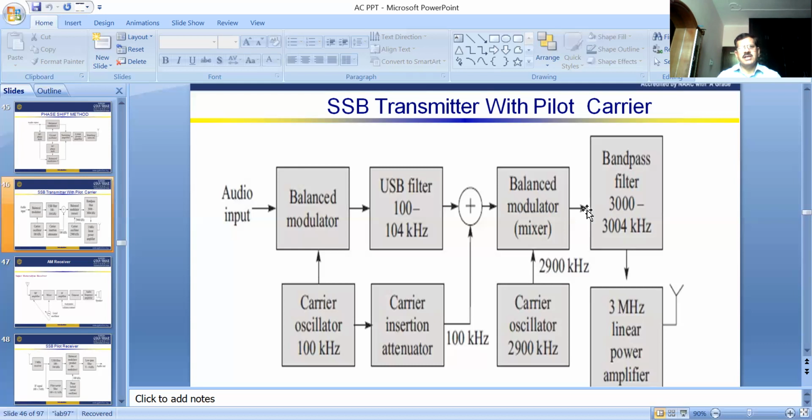So this is the single sideband transmitter with pilot carrier. Here we use the pilot carrier, which has a frequency of 100 kilohertz. So this is the SSB transmitter with pilot carrier.